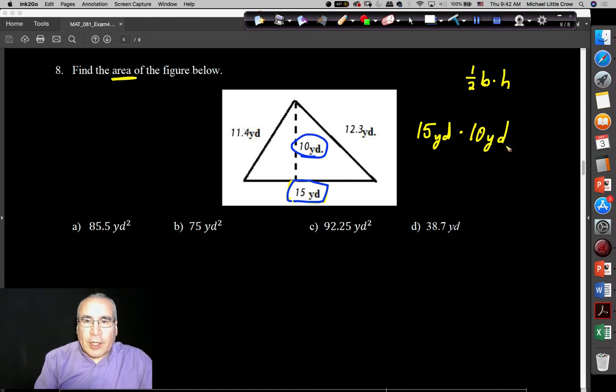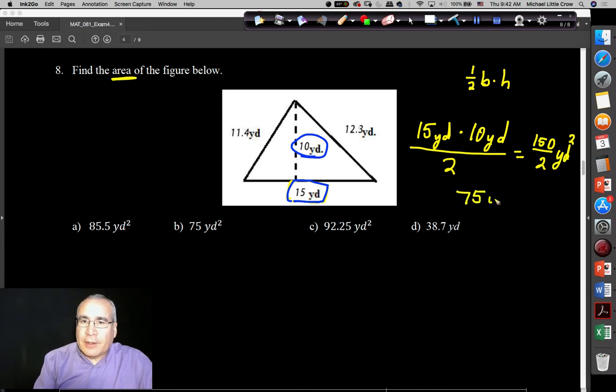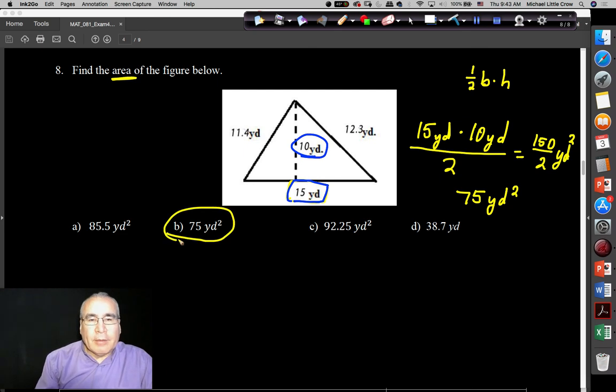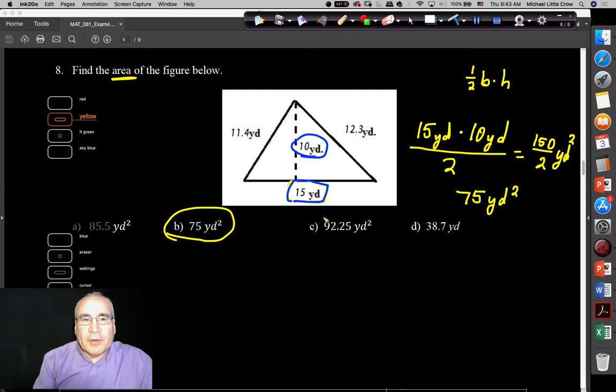Notice that's going to give us yards squared, and then we're going to take and divide all of this by 2. 15 times 10. When you multiply by 10, you can just sort of put a 0 on the end. Remember, powers of 10, so that's going to be 150 divided by 2. And the units are going to be yards squared. So 150 divided by 2 is 75 yards squared. And again, you can pull out the calculator for this one as well, but a little bit of mental arithmetic will help us keep moving along.